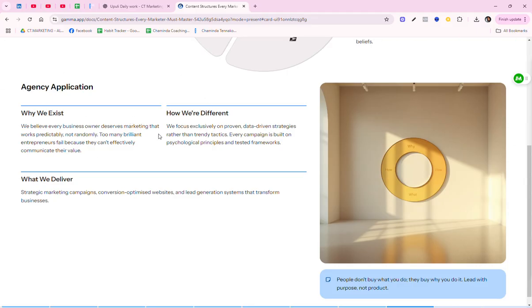How we are different. We focus exclusively on proven data driven strategies. So we are saying why we are different, how we are different. And then we say what we do. So for a good stable company, the why always stays the same. The only thing that gets changed is the how and the what.